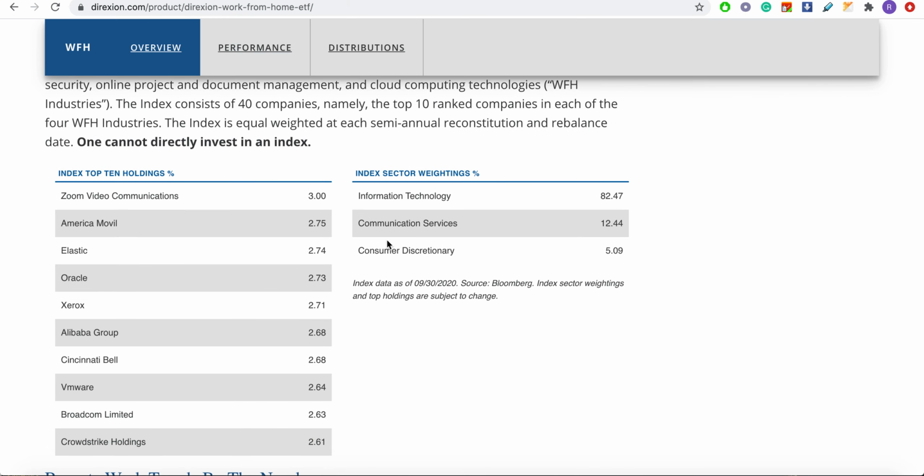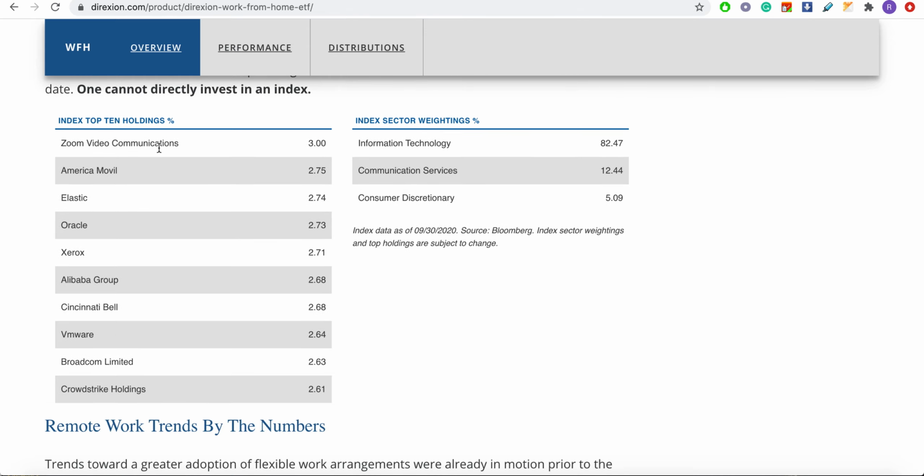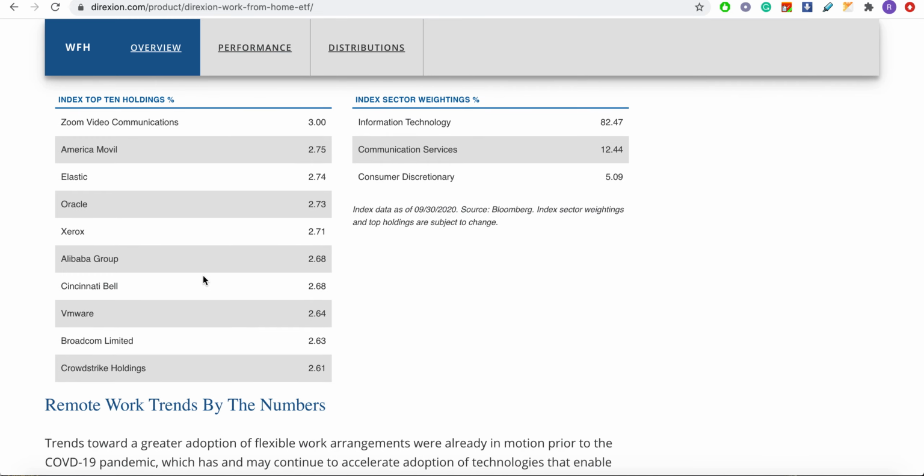Look at that. By buying this work from home ETF, WFH, you are putting in Zoom Video, America Movil, Elastic, Oracle, Xerox, Alibaba, VMware, CrowdStrike. See, then you are not exposed. It really doesn't matter. Elastic is 2.7%. Elastic can literally go bankrupt, you'd still be fine.